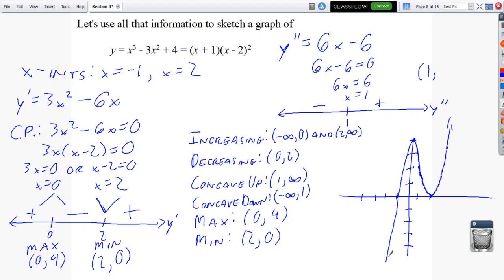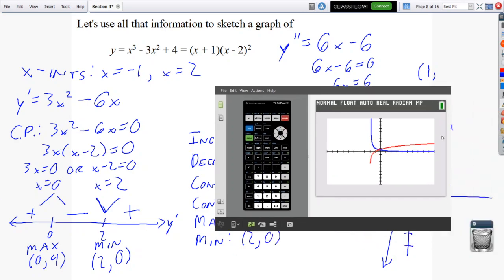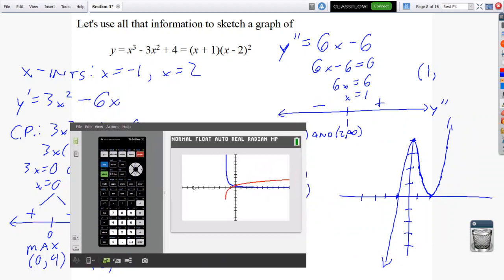And what I've actually developed there is a fairly accurate graph of the original function. Now, let's look at how accurate that graph is. Let's get that away from here so we can see the graph at the same time. And let me go into my y equals menu.